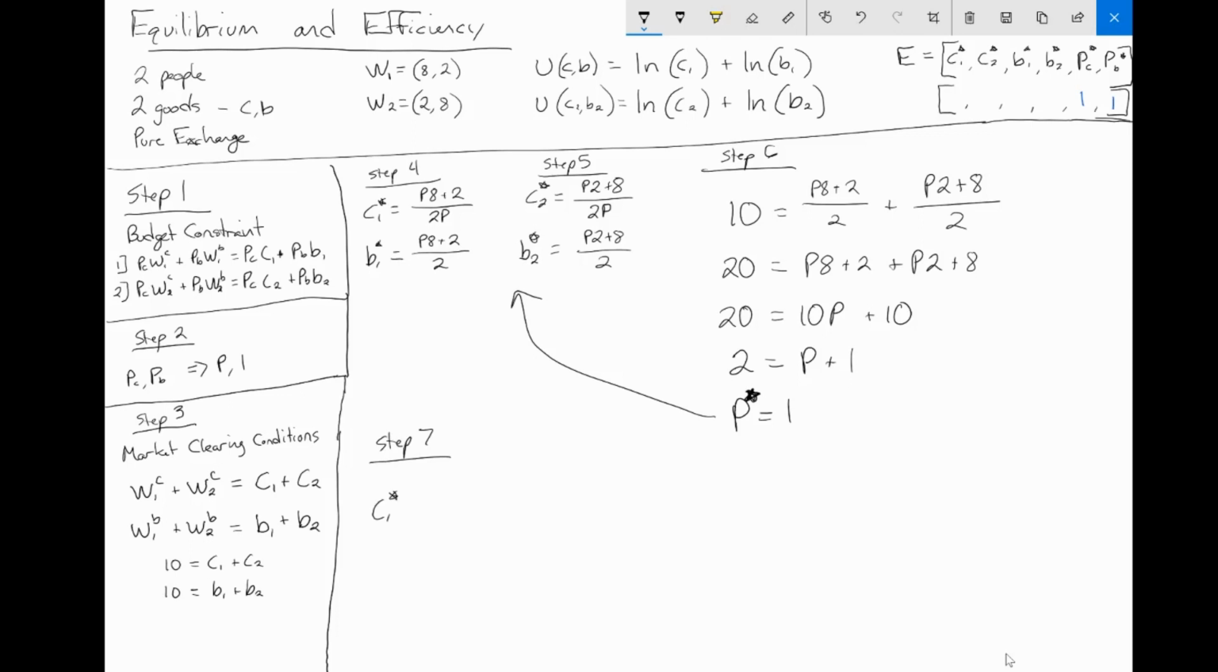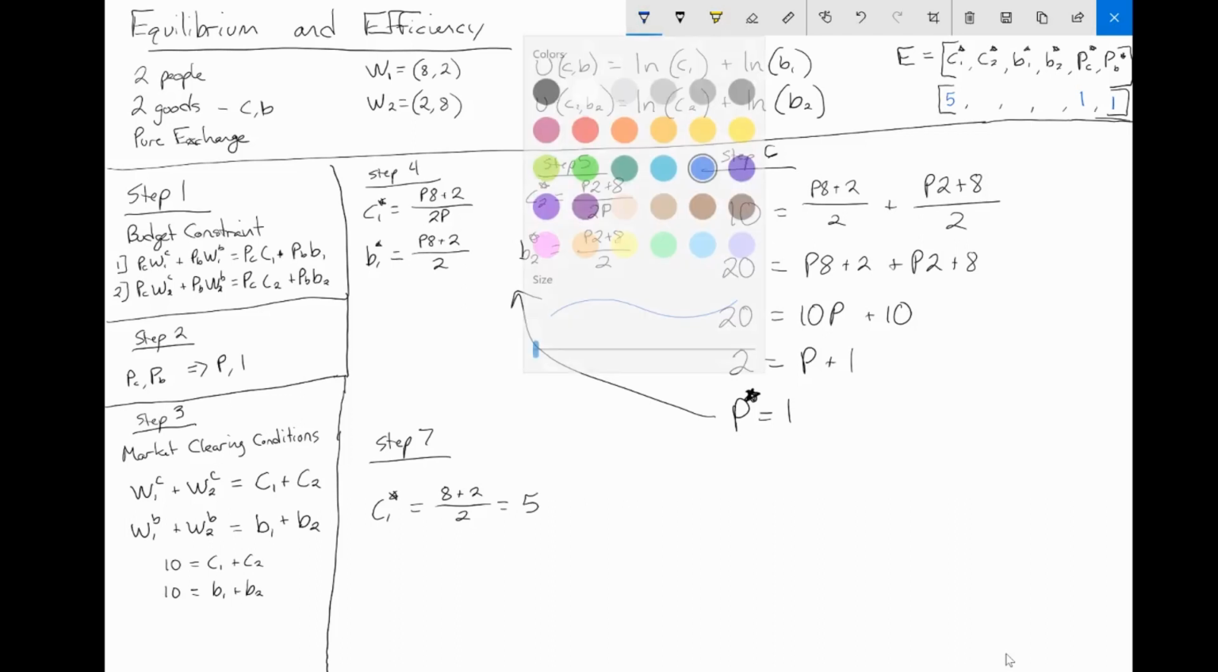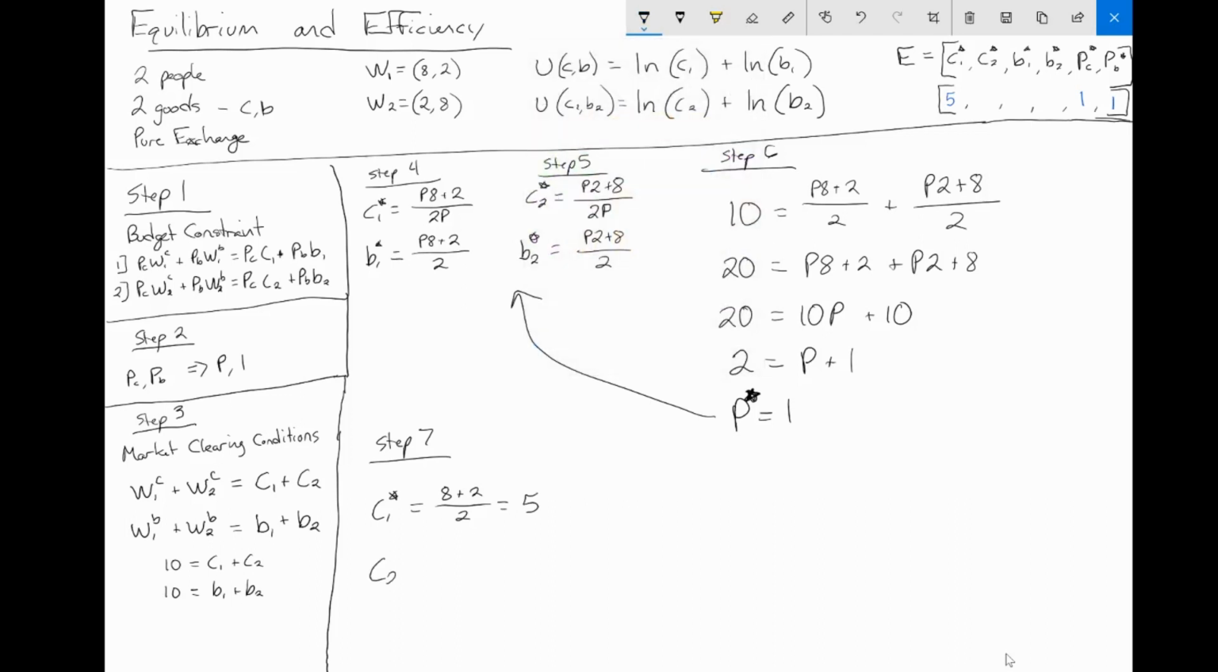C1 star equals 1 times 8 plus 2 divided by 2 times 1. So that will be 10 divided by 2, that's 5. So C1 is 5. Let's do C2. P is 1, so it's 2 plus 8 divided by 2. That's 10 over 2, so that's 5. B1 star, plug in P, so that'll be 8 plus 2 divided by 2. That's, again, 5. And then lastly, 2 plus 8 divided by 2 equals 5. So all the answers are 5.